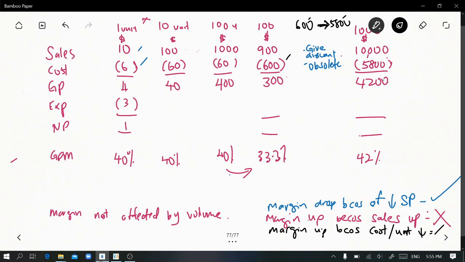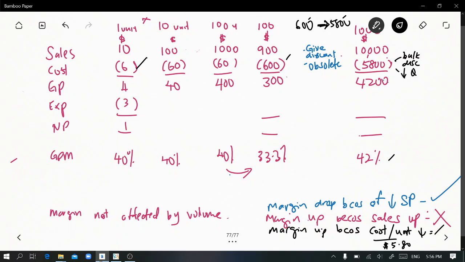But why does the margin go up? Because every unit now, your cost is lower. Okay, not total, per unit is lower. Why? Because you have a bulk discount. You buy in bulk; last time it was $6 per unit, now it is $5.80 per unit. It's cheaper per unit because of the bulk discount, or because lower quality material is being used. That's why it's cheaper. So when it's cheaper, margin is higher compared to 40.